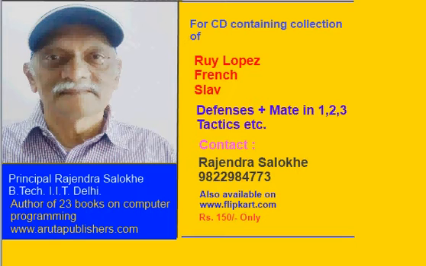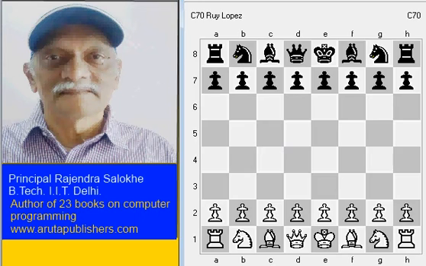Today we are going to discuss the common variations in Ruy Lopez opening. Ruy Lopez is the first opening the beginners learn, and it is a king's pawn opening. So we start by moving the king's pawn 2 squares like this. Now the king's pawn opening is played by more than 50% of the chess players, and it's quite popular.